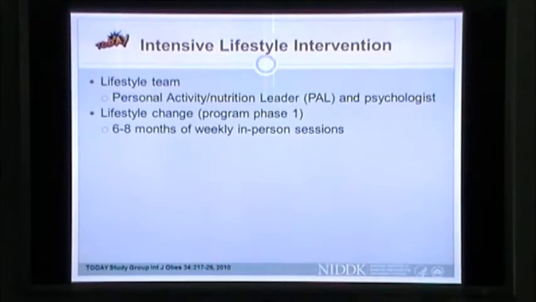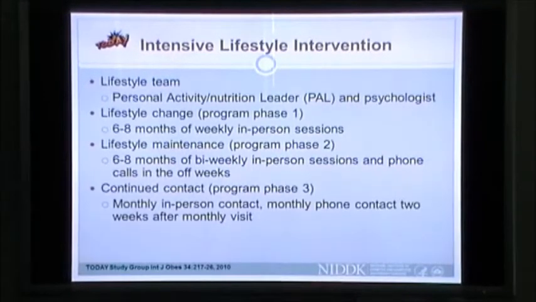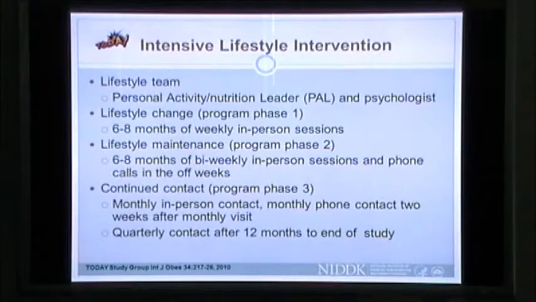They met weekly for 6 to 8 months in person with the child and the mother, or father, usually the mother. Then they met every other week for 6 to 8 months with a phone call in the off weeks. Then they met monthly with a phone contact in the 2 weeks in between. And then finally, they met quarterly until the end of the study.